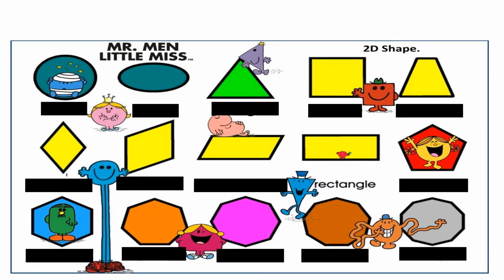Great, it was a rectangle. We know rectangles have 4 straight sides and 4 vertices. They are quadrilaterals, but not all of their sides are the same length.